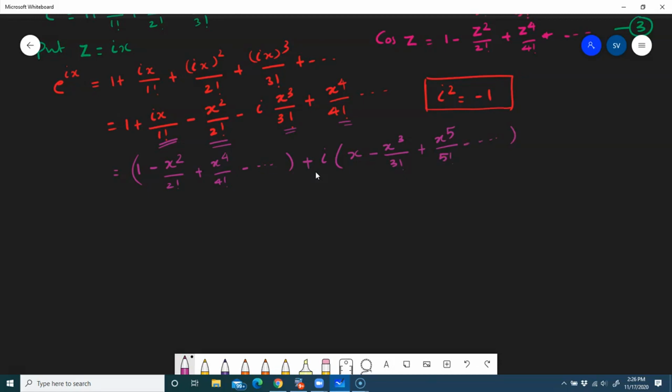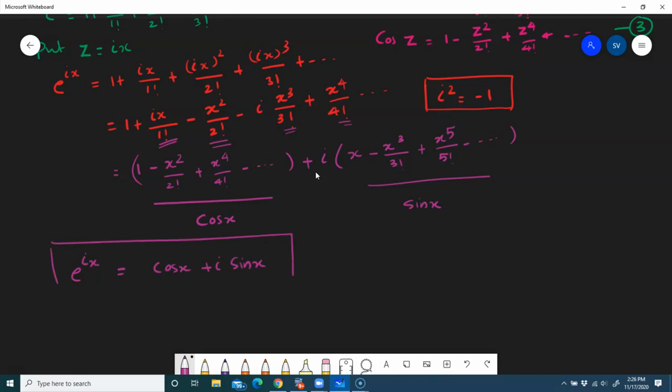From equations 1, 2 and 3, we used equation 1, and from equations 2 and 3 we can say that this represents cos x, and this represents sin x. So we can conclude that e raised to ix is equal to cos x plus i sin x. This is what is called Euler's formula or Euler's theorem.